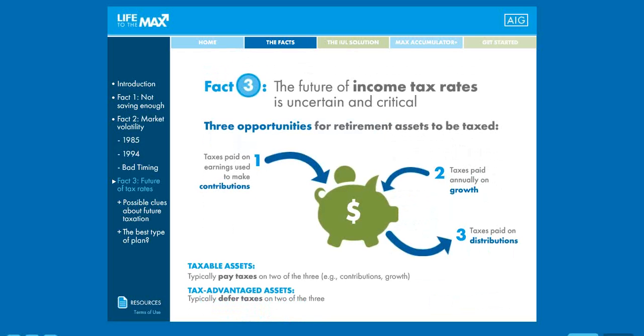Now, the least tax-efficient assets will tax you on two of these, and that would involve something like a savings account or maybe a CD at the bank, where you're taxed on the contributions and then you're taxed on the growth every year, but the withdrawals are not taxed.